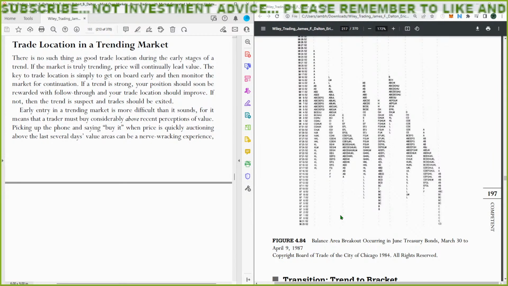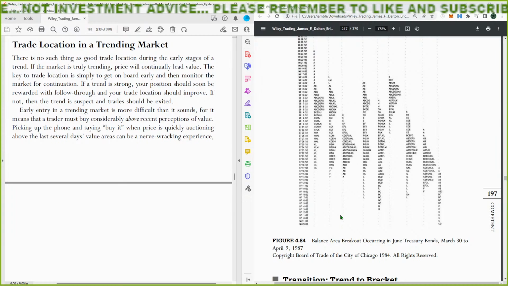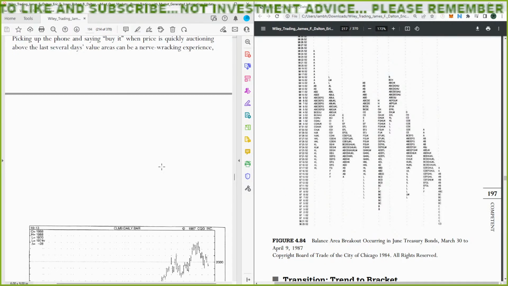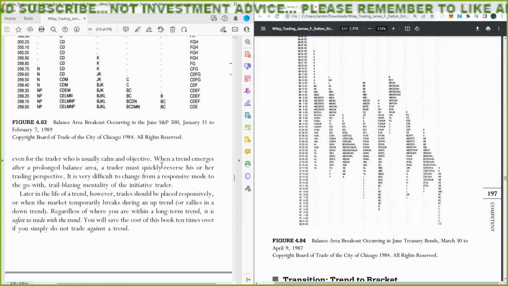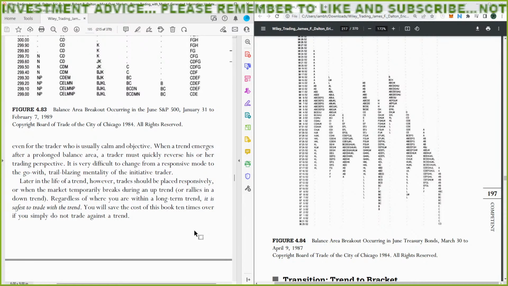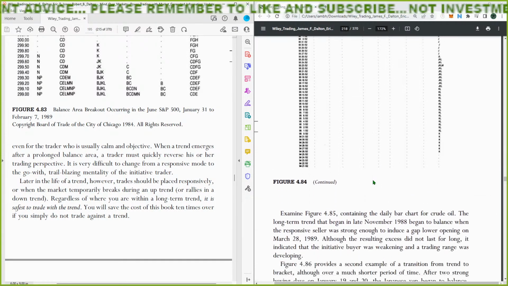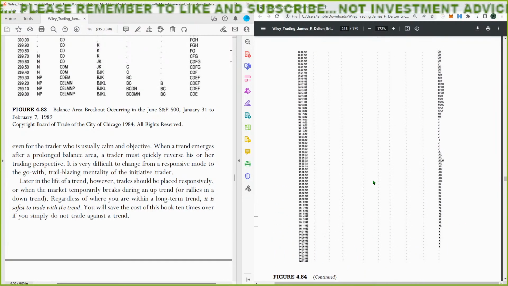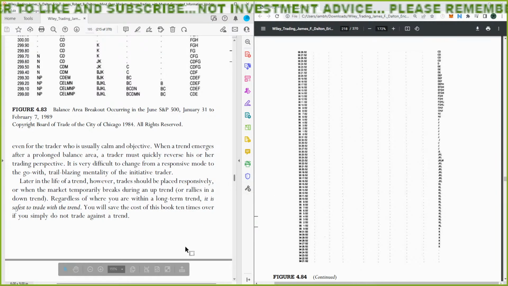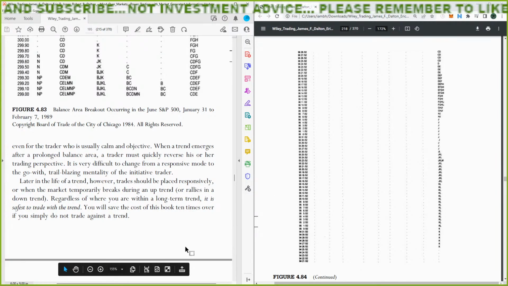Early entry in a trending market is more difficult than it sounds, for it means that the trader must buy considerably above recent perceptions of value. Picking up the phone and saying buy it when price is quickly auctioning above the last several days' value areas can be a nerve-wracking experience, even for the trader who is usually calm and objective. When a trend emerges after a prolonged balance area, a trader must quickly reverse his or her trading perspective. It is very difficult to change from a responsive mode to a go-with, trailblazing mentality of the initiative trader.